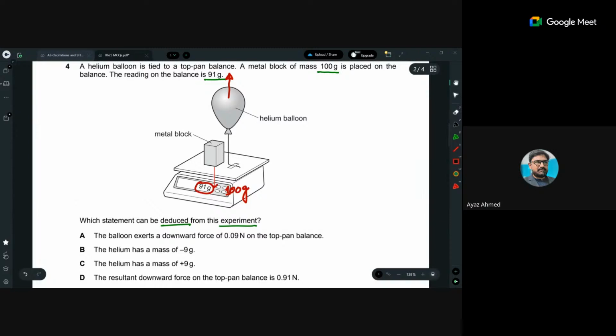So we will see how much force that is, because this question is a technical one. It says which statement, the balloon exerts a downward force. So no, the balloon does not exert a downward force.